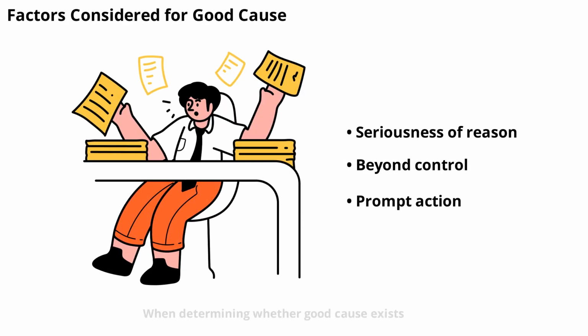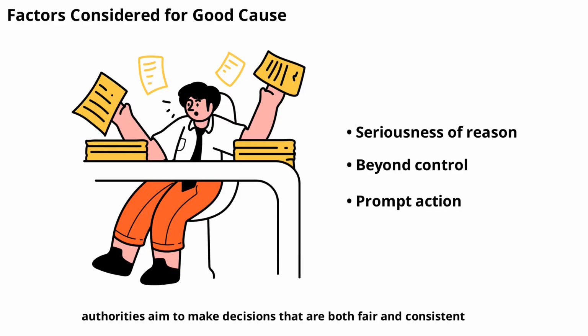When determining whether good cause exists, decision-makers look at several factors. These may include the seriousness of the reason, whether the situation was beyond the person's control, and whether they acted promptly once the issue arose. The context and specific rules of the agency or court also play a role. By considering these factors, authorities aim to make decisions that are both fair and consistent.